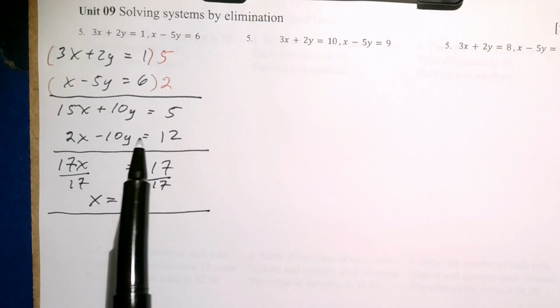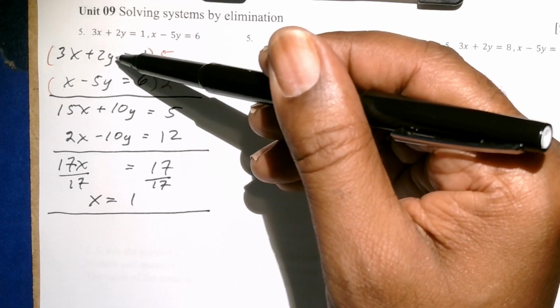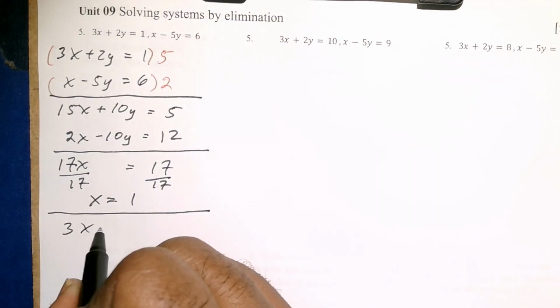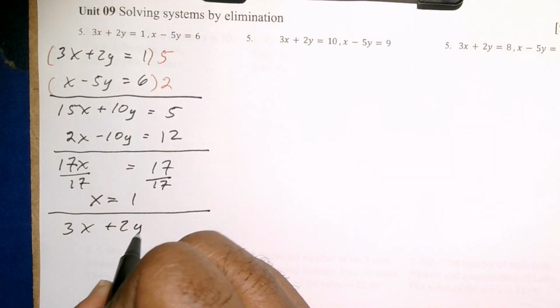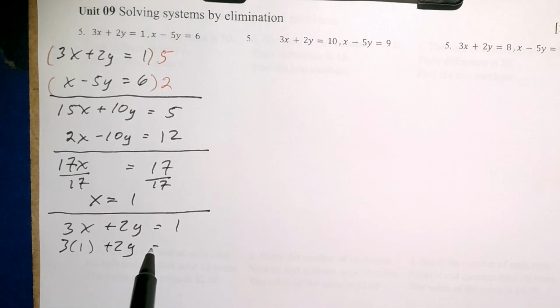Now let's go get y. For y, we can use either one of these equations. I like to use the one that has as many positives. So I'm going to use the 3x plus 2y equals 1, and I'm going to substitute 1 for my x. So this becomes 3 times 1 plus 2y equals 1. 3 times 1 is 3, plus 2y equals 1. Then I'm going to subtract 3 from both sides.